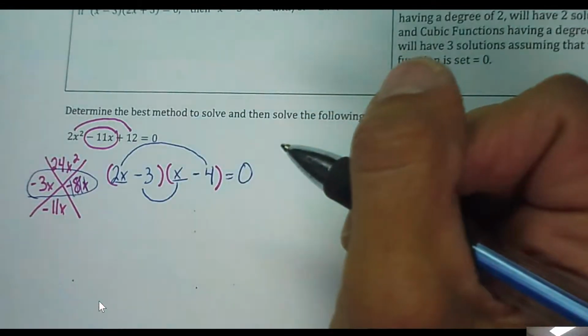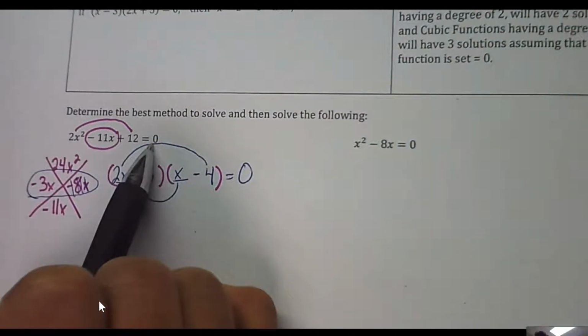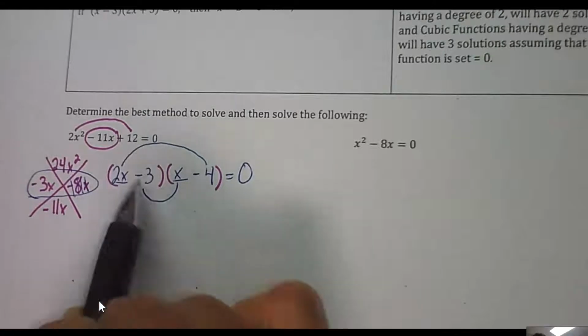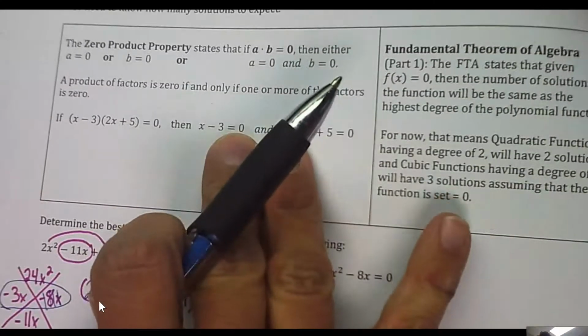So now what we have to do is solve for x. What I want to know is what number, if I put it in for x and do all this math, gets me to 0. Well, that's much easier to solve when it's in factored form, because there's this thing up here called the zero product property.